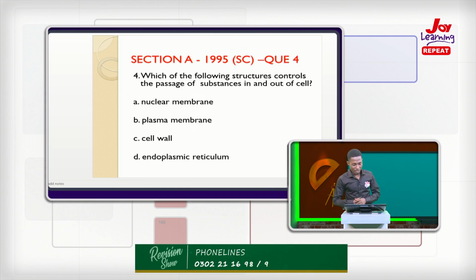Now on your screen is the next question. Which of the following structures control the passage of substance in and out of a cell?